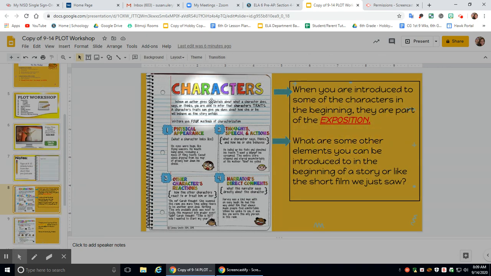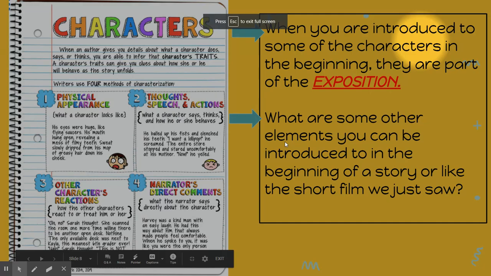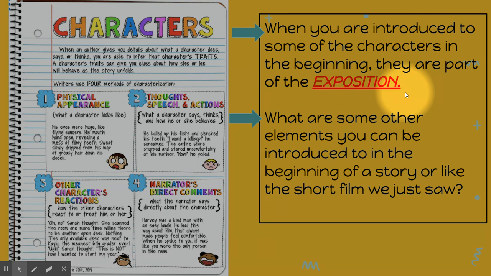Now, one of the things you're going to need to make sure that you review is this anchor chart right here, talking about characters. We're talking about characters that are introduced in the beginning of most stories, most movies, articles, and so forth. But when an author gives you details about what a character does, what a character says or thinks, you are able to infer, that means make an educated guess, that character's traits. A character's traits can give you clues about how he or she will behave as the story unfolds.